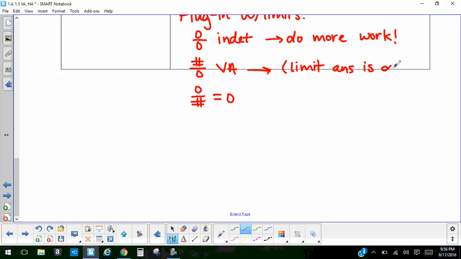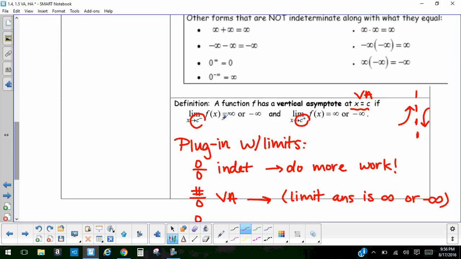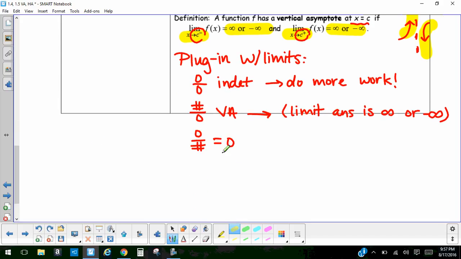And that means that my limit answer is either infinity or negative infinity, because I just learned that by definition with limits, this is what has to happen if I have a vertical asymptote. As I approach that vertical asymptote, my function better approach infinity or negative infinity. It better shoot way up or it better shoot way down. When we actually plug in, here's how we're going to tell. 0 over 0 means lots of different things. I don't know the answer yet. I've got to do more work. But a number over 0 means I have a vertical asymptote.